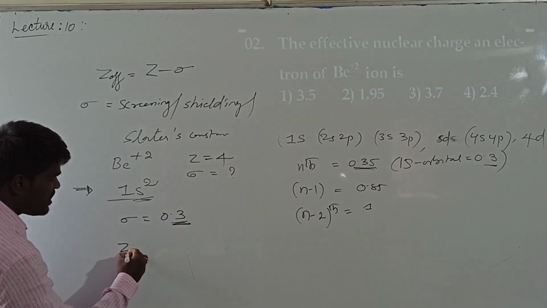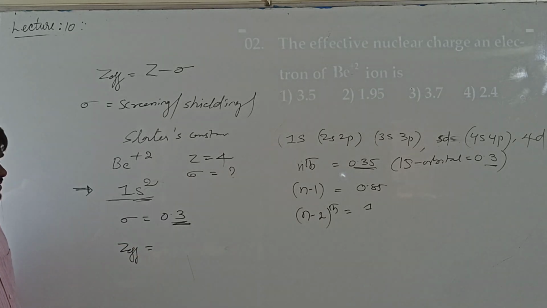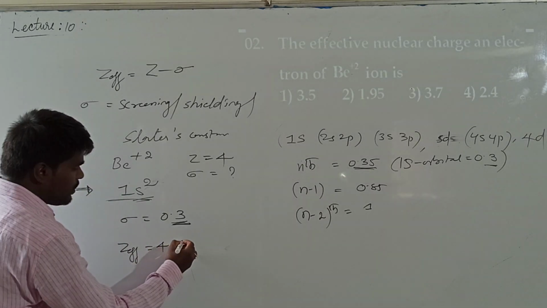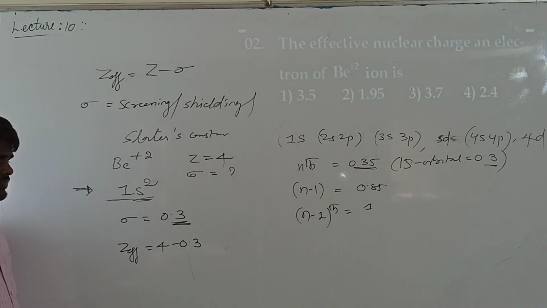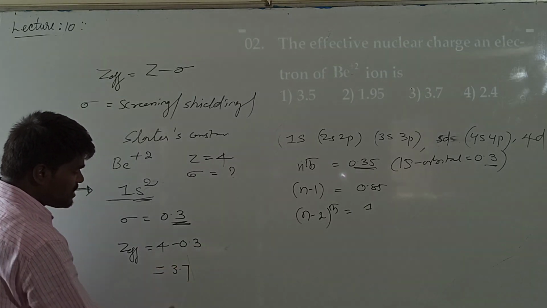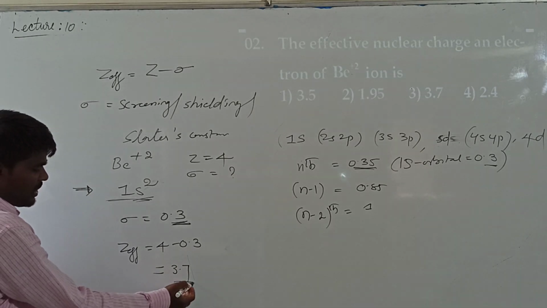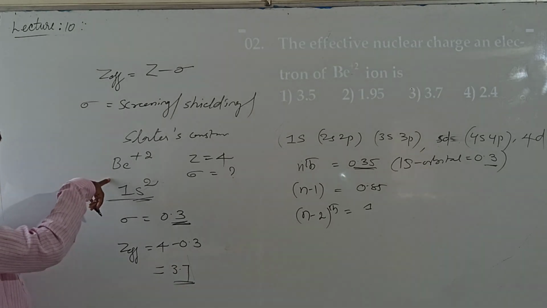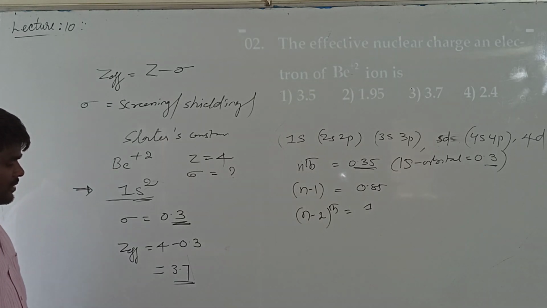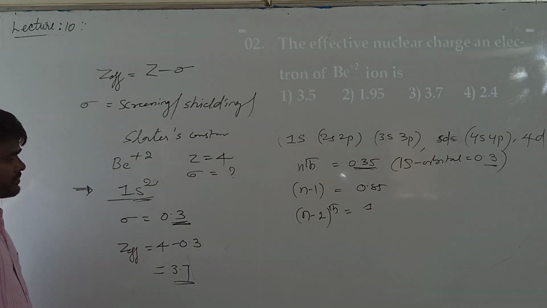So from this, what will Z effective come to be? What is the atomic number? 4 minus sigma, which is 0.3. So how much does it come to? It comes to 3.7. This is the effective nuclear charge on the testing electron of the Be plus 2. Hope it is clear. This is a very important concept. Hope you have understood this.